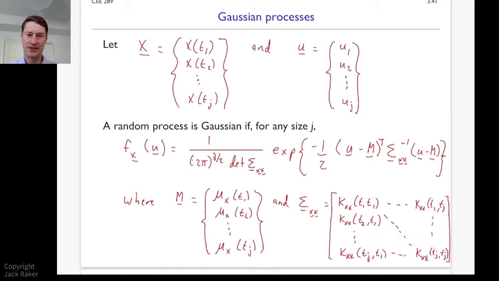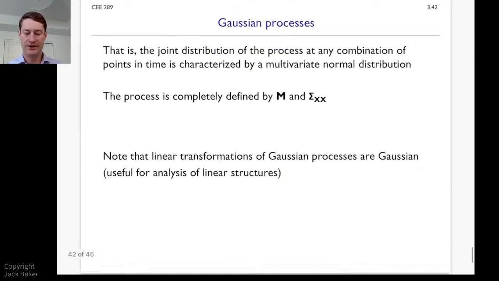Okay? So that specifies our mean vector and our covariance matrix, and then that in turn allows us to evaluate this multivariate normal PDF. So if a process has this multivariate normal PDF defined as follows, we say it's a Gaussian process. Okay? So here's a few more words like that.